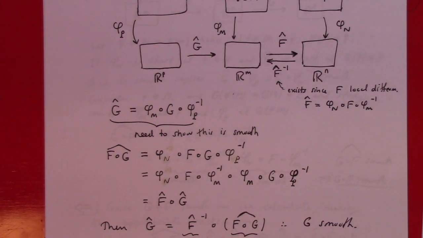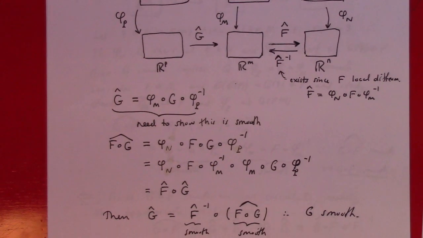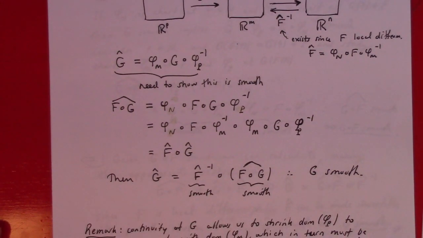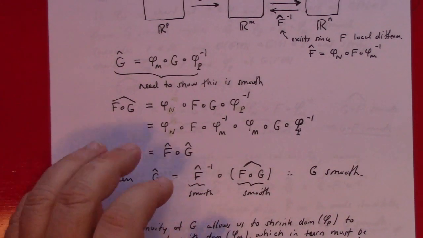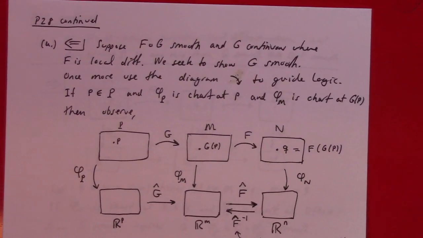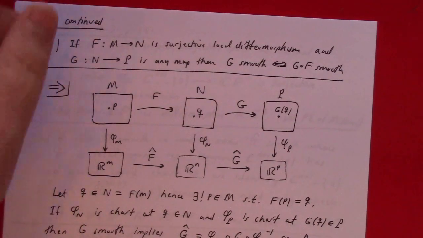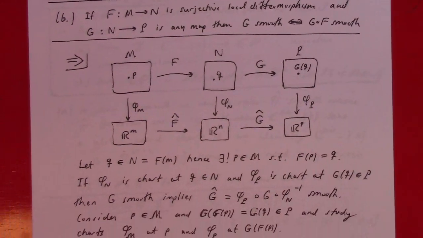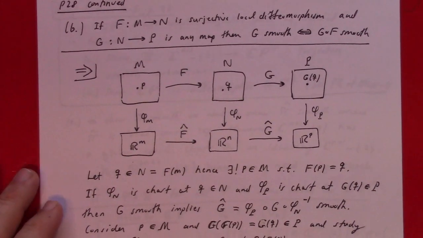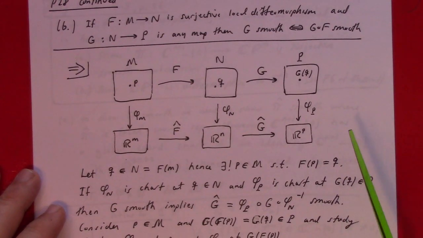G is smooth. And again, I'm using continuity of G to allow us to shrink the domain to work in concert with the other domain, which in turn must be made small enough to use the local diffeomorphism property. If you made all that explicit, I'm sure I could write another 3 pages. So part B, again, very similar kind of logic. I just try to set things out here.